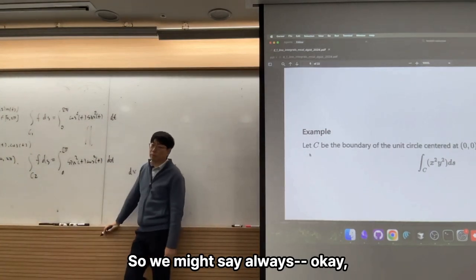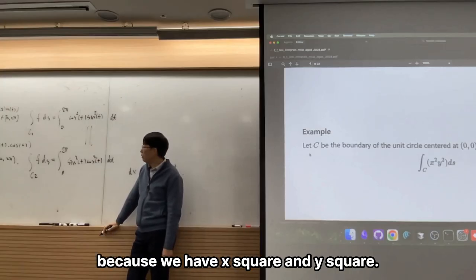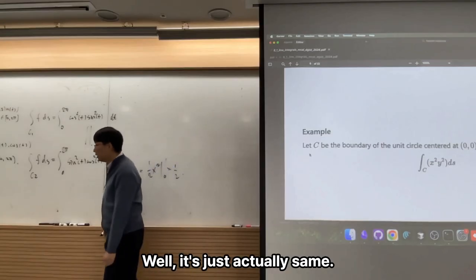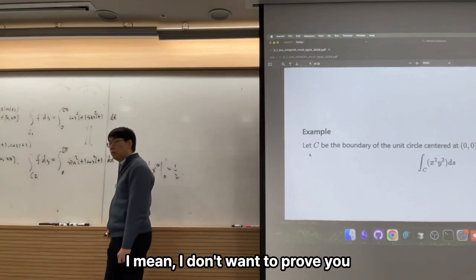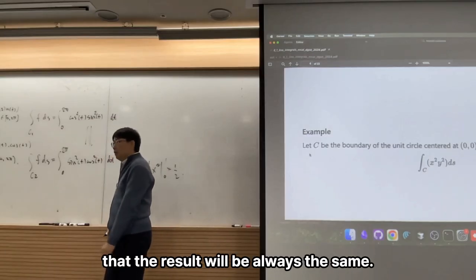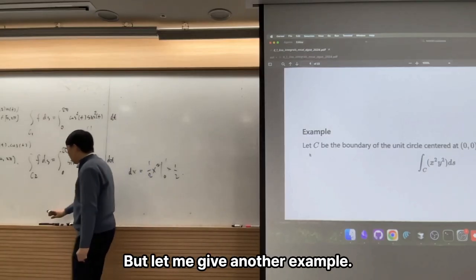So you might say, oh wait, this might be just a coincidence because we have x squared and y squared. What if we have a different function? Well, it's actually the same. I don't want to prove it to you by giving lots of examples. You can get assurance that the result will always be the same. But let me give another example.